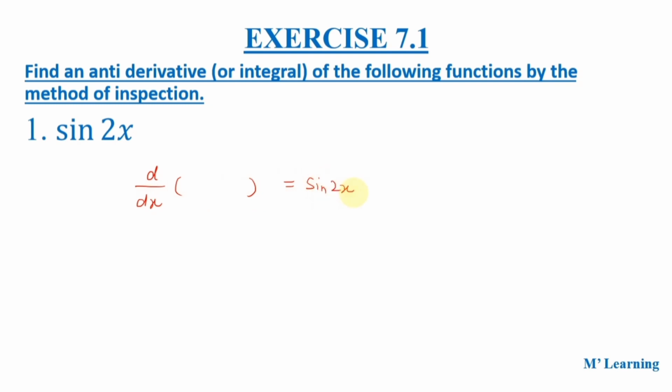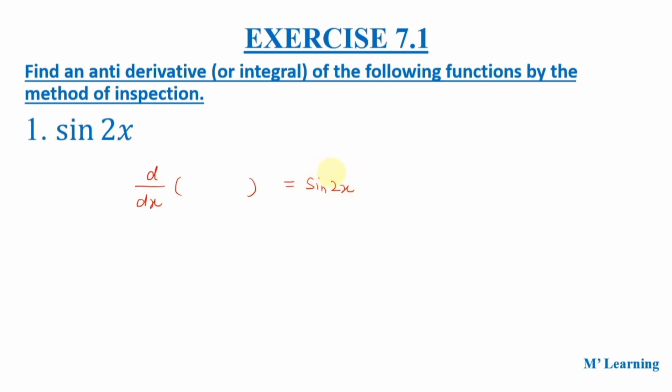So sin 2x is the derivative of what? Basically, we have to find this function here. We have been given the derivative and we have to find its antiderivative. Basically, it is also called the integral, so we will find it. For starting this, we have to see that sin 2x is the derivative of what.